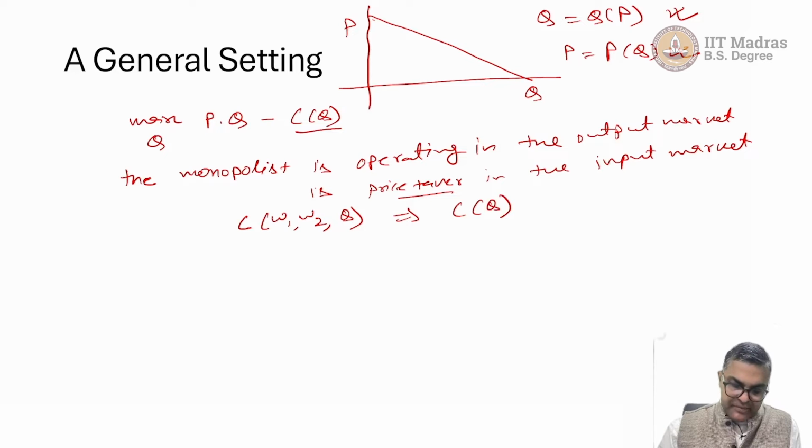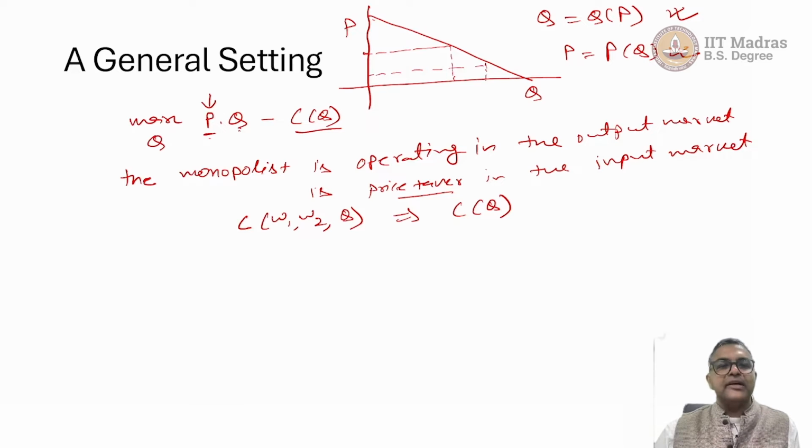And once we do maximization here, of course, unlike a perfectly competitive market, P is not given from outside. P is a function of Q, or Q is a function of P. If you are the monopolist and you decide how much is the P, Q will automatically get decided, or you decide how much is the Q, P will get automatically decided. They are linked to one another through the market demand function. So the first order condition would be to differentiate with respect to Q.